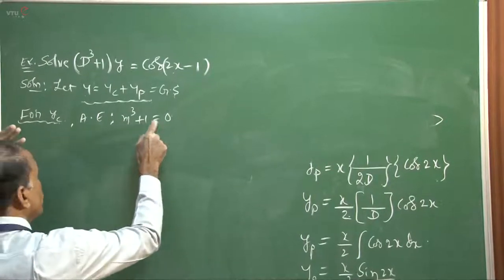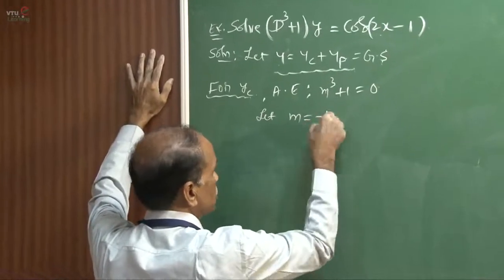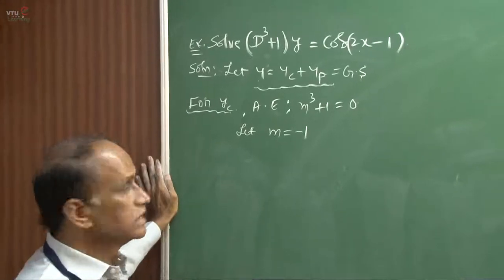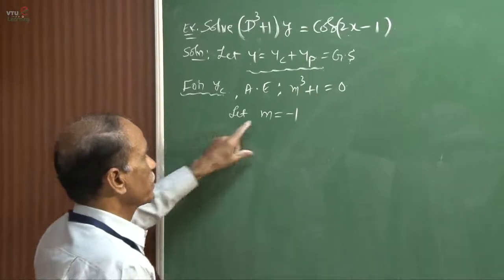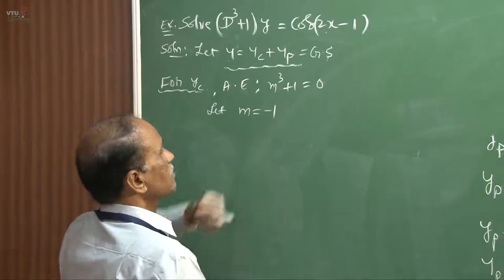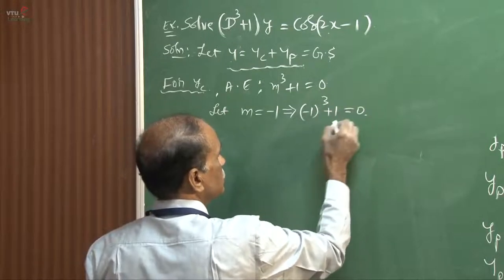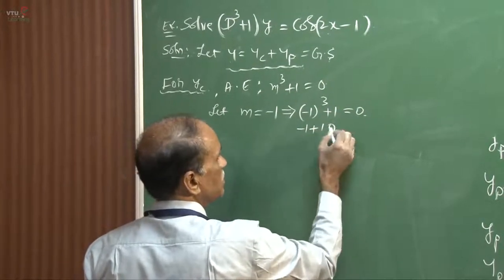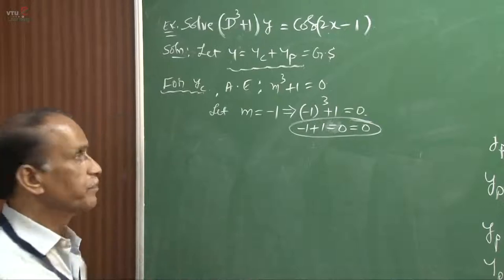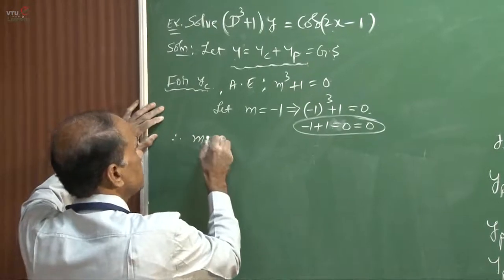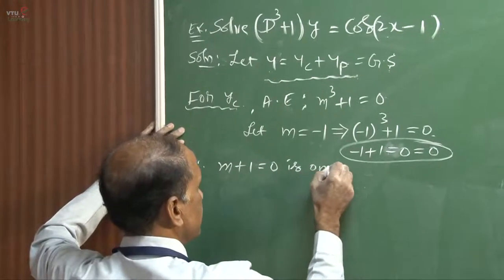Okay. So, m cube plus 1 is equal to 0, let m be equal to, directly you can make out, minus 1, because you need not go for a number of trials. Only two terms are there. One is plus 1 and the other one is, if you get minus 1, then only it becomes 0. Directly I am substituting, because minus 1 whole cube is minus 1 only. Implies minus 1 whole cube plus 1 equal to 0, that is minus 1 plus 1, equal to 0. Therefore, it satisfies. Therefore, m is equal to minus 1, meaning m plus 1 equal to 0 is one factor.